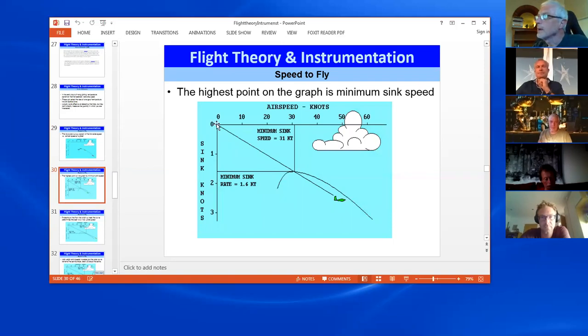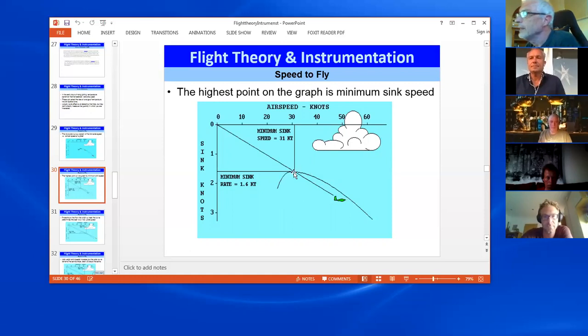So going across the top, we have airspeed, in this case in knots. Down the side, we have sink. It could be knots, meters per second, feet per second, as long as they're in the same units, it doesn't matter what that is. I think this is in knots because I stole these diagrams from a sailplane site because they were quite useful. So you can replace knots with meters per second, feet per second, as you wish. So our polar curve is the curve that's running around here.